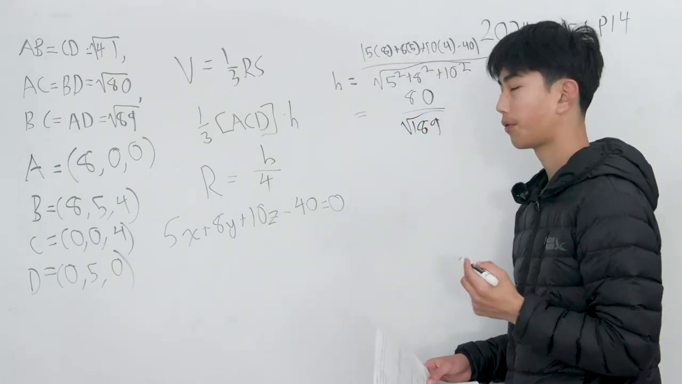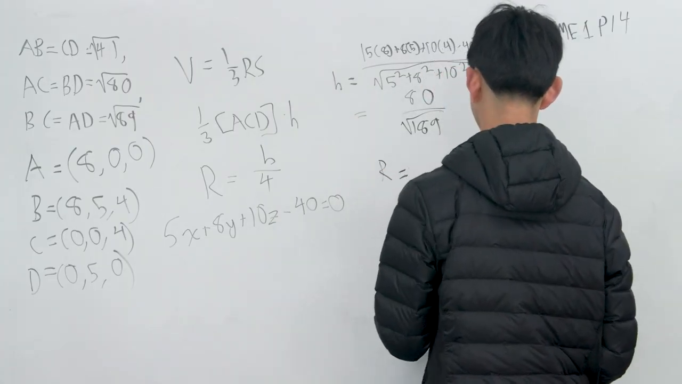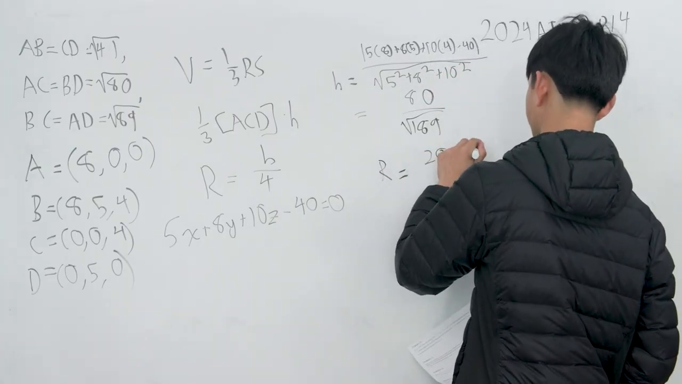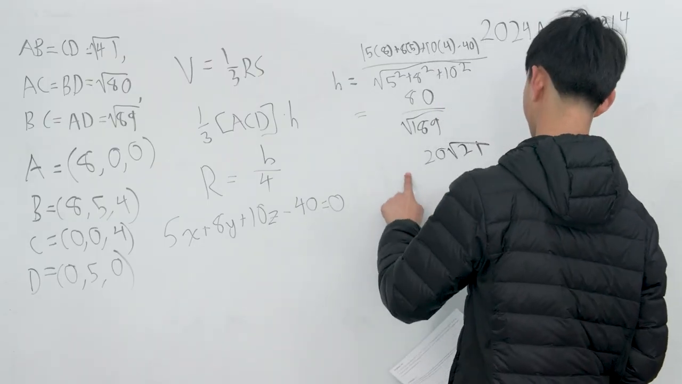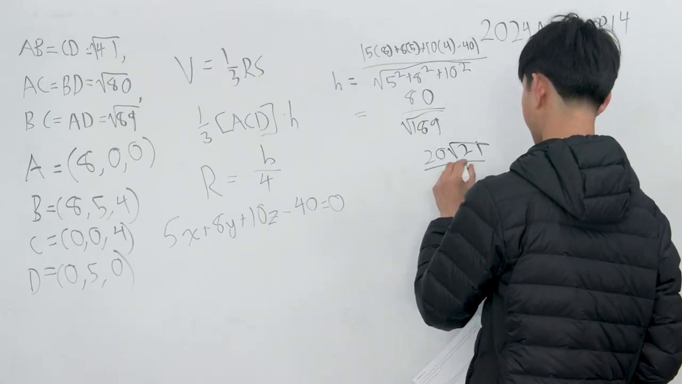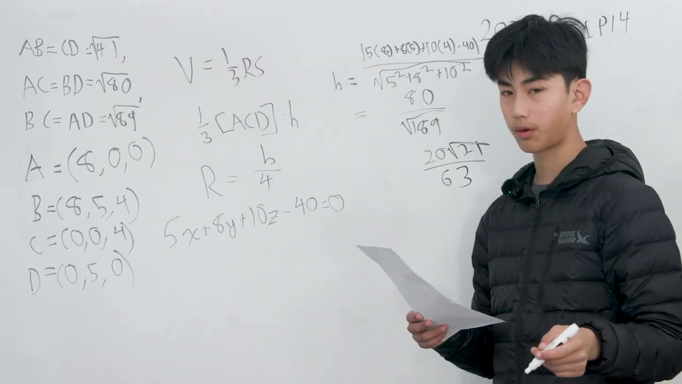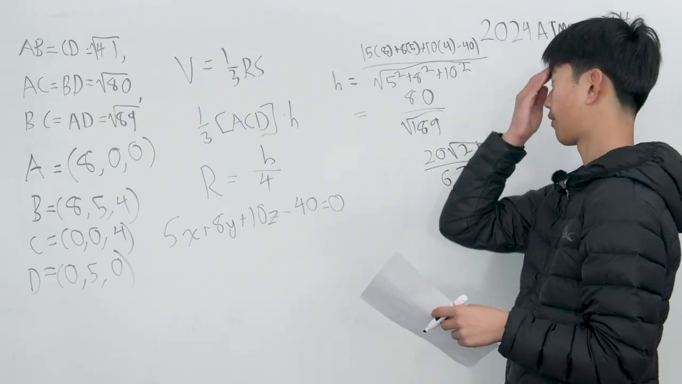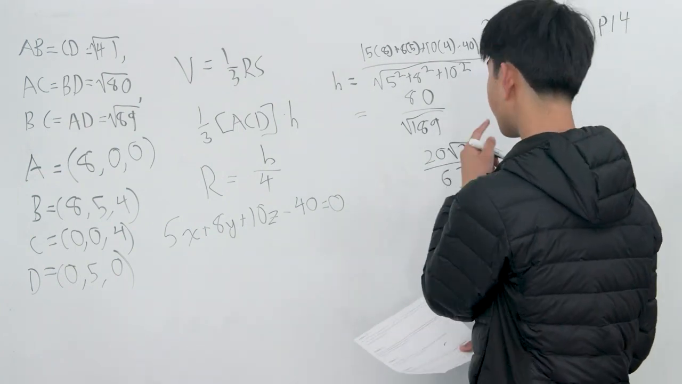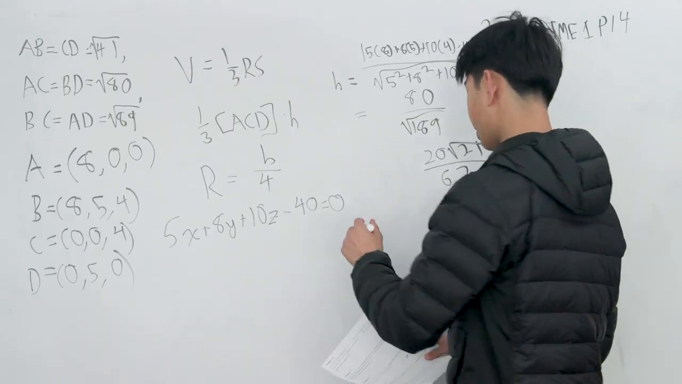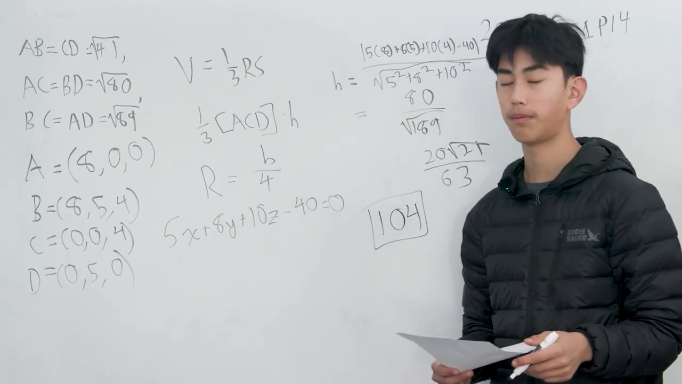Therefore, when we solve for R, it is going to be 20 root 21 over 63, which is in the form that we want, and then we just add these up. 20 plus 21 plus 63 is going to be 104, and so that is our answer for this problem.